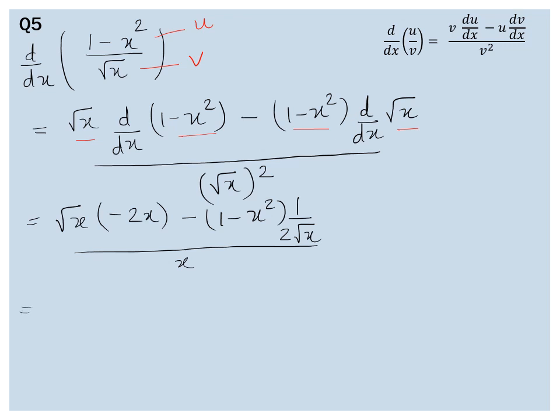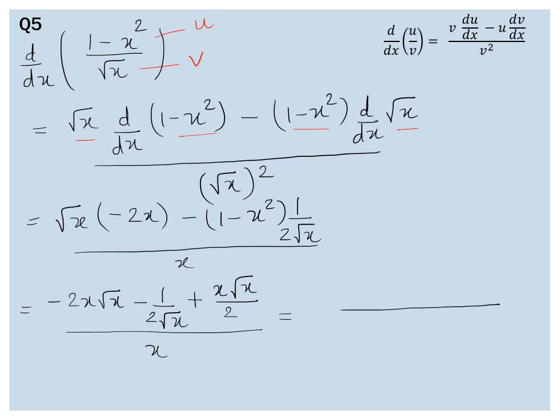Simplifying this further, this is minus 2x root x, and multiplying this 1 by 1 by 2 root x, it gives you minus 1 by 2 root x, and multiplying minus into minus, plus x square into 1 upon 2 root x. So x square becomes x root x for dividing by root x, and this whole upon x. So simplifying further, taking this 2 root x in the denominator, this x as it is into 2 root x here.